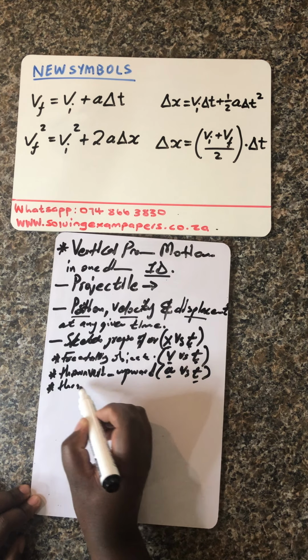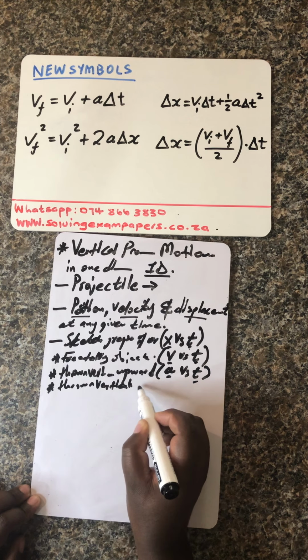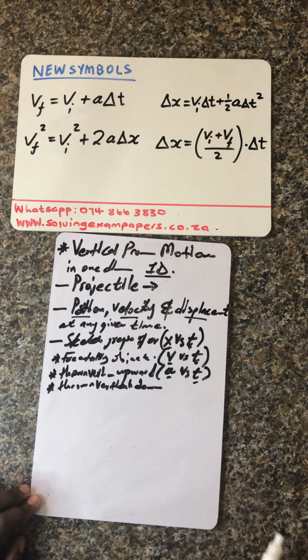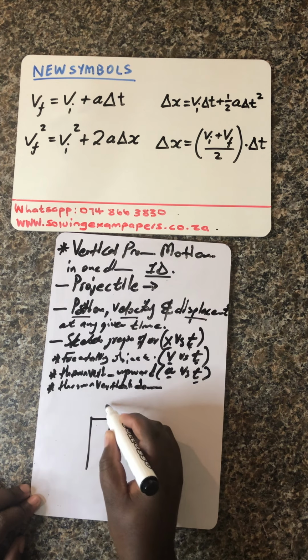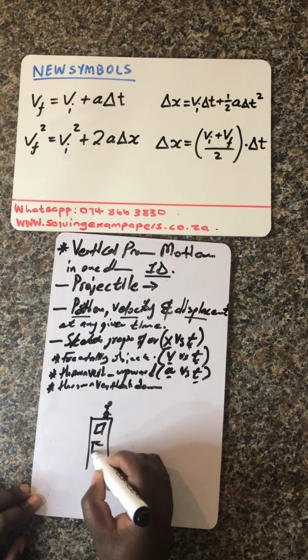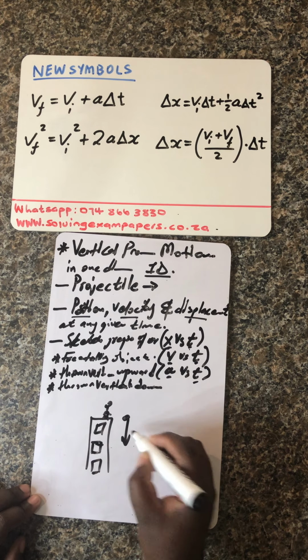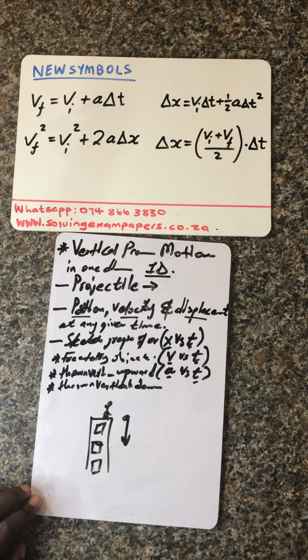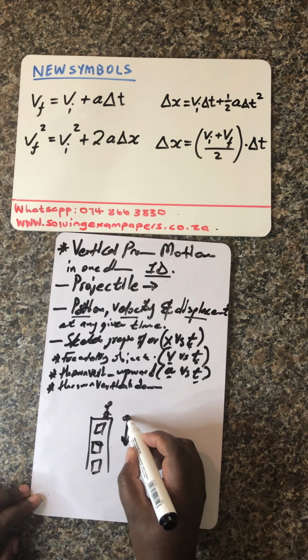Okay, let me just write it down and say thrown vertically downwards. You just write it down nicely. Remember, guys, the same person standing at the top of a flat can throw an object vertically downwards. Okay, very, very much important, ladies and gentlemen. Remember, this is different from when an object is being released.